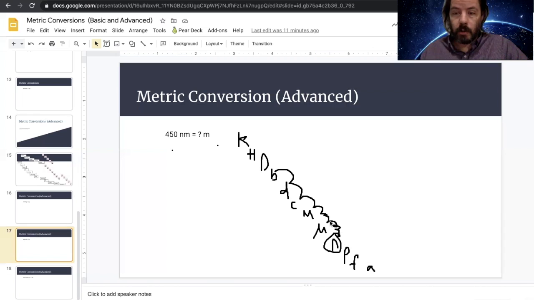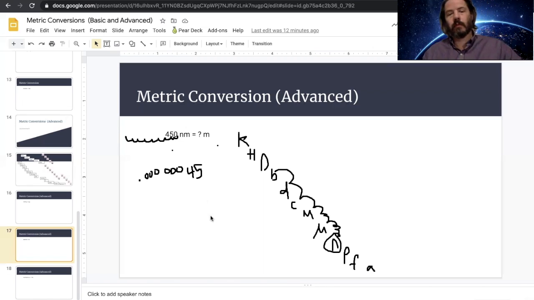So we go 1, 2, 3, 4, 5, 6, 7, 8, 9. Nano literally means 9. Okay, so we're going to be dividing by 10 nine times, or move the decimal 9 times. 1, 2, 3, 4, 5, 6, 7, 8, 9. So then I fill in all those with zeros. So 0, 1, 2, 3, 4, 5, 6, and then 4, 5. Okay, and that would be in meters.